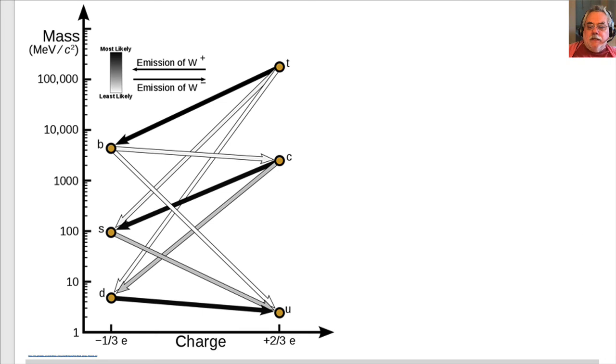The strongest decay path is within a generation, from the higher mass to the lower mass quark within that generation, shown as solid black arrows. The top quark almost always decays to the bottom quark, generation 3. The charm quark usually decays to the strange quark in generation 2.